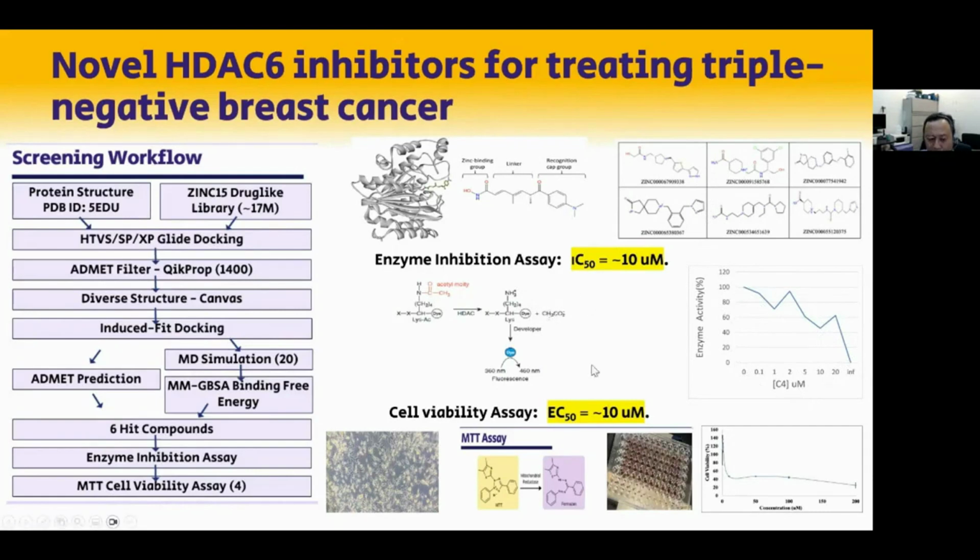And then we do the cell viability assay, using a triple negative breast cancer cell line. And we also got an effective concentration at 50% of 10 micromolar. This beats the number reported in the literature. So this is still an ongoing project, and we plan to move this compound to an animal model.